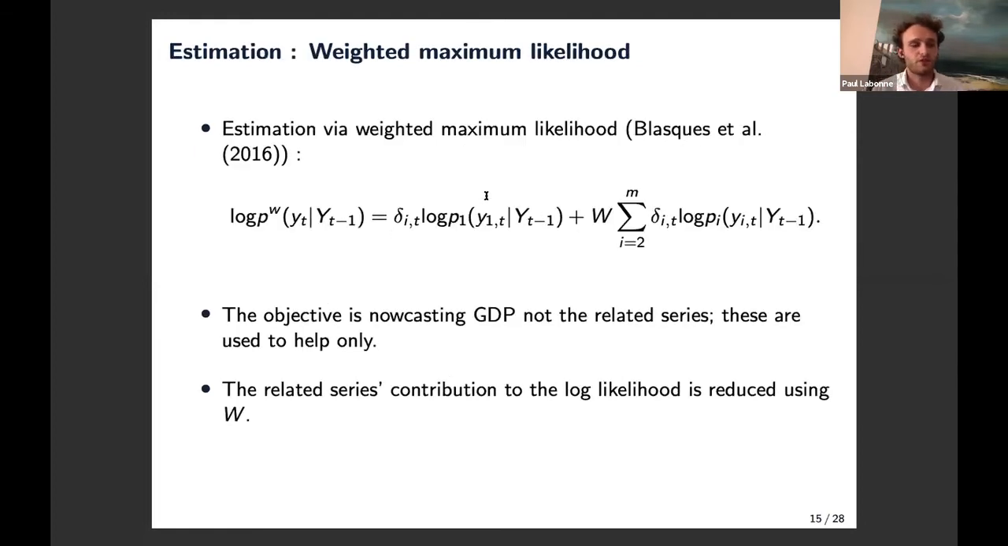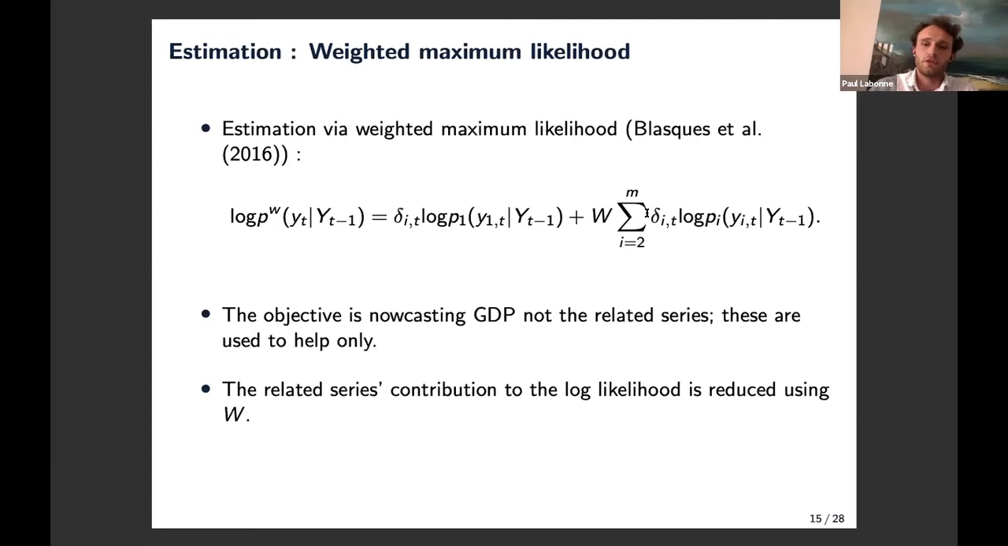For estimation, I'm using maximum likelihood, but I'm using the weighted maximum likelihood by Blasques et al. Here it's interesting because GDP is observed only once a quarter, but the related series are observed monthly. So when GDP is not observable, it doesn't affect the log likelihood. And in this sense, there is an implicit downweighting of the GDP series, which is a bit annoying here because the series in which we're interested is GDP.